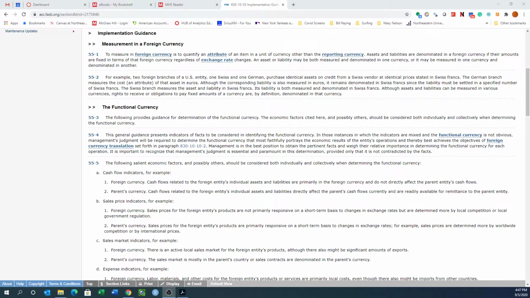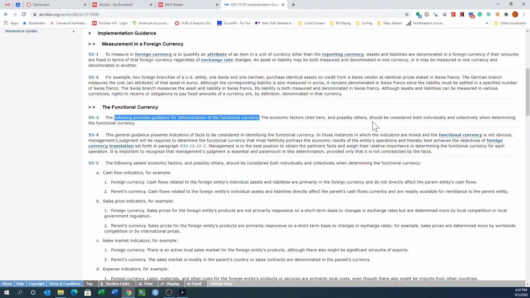Understand, this provides guidance. These are economic factors. There may be others, and they have to be considered both individually and collectively when determining the functional currency. Is there an answer? No. It's a judgment call.